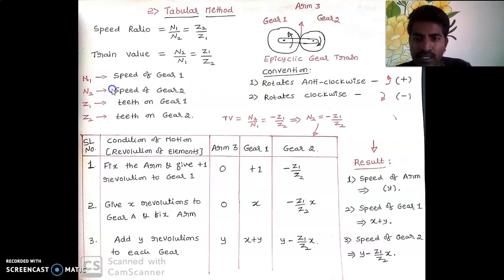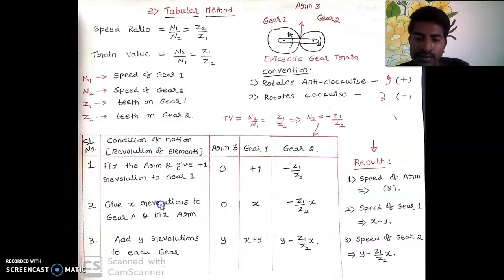N1, right? See, speed of the gear 1 is N1. So now in this equation it becomes 1. This is 1. N2 by 1 is equal to N2 only. N2 is equal to minus Z1 by Z2. So that only we have written here. Is it clear? Fine. So now, as of now, if we fix the arm and if we give 1 revolution to gear 1, speed of the gear A or gear 1 is 1 revolution. Gear 2 is this much quantity, minus Z1 by Z2.